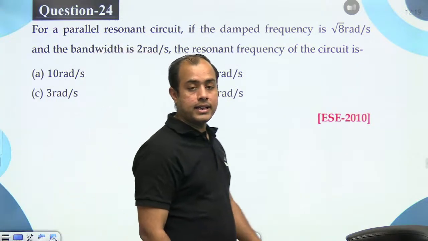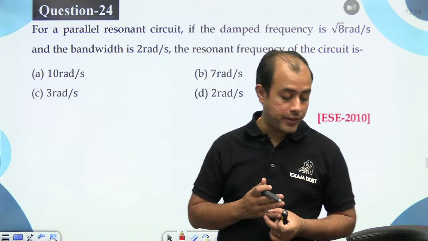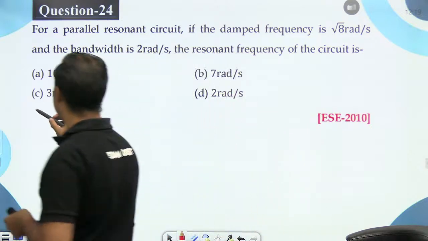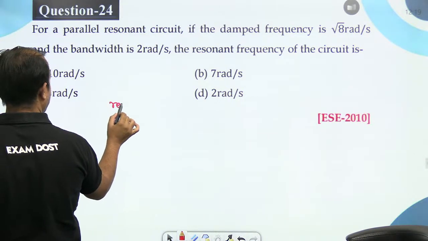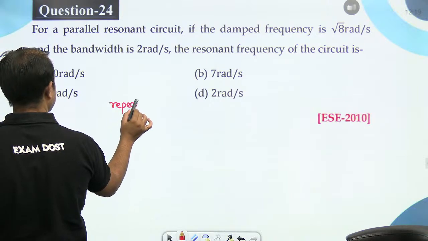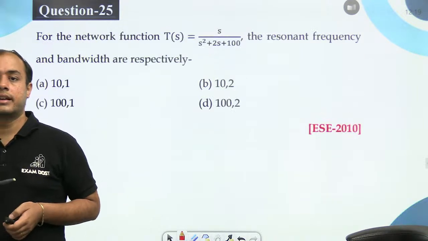For a parallel resonant circuit, if the damped frequency is √8, this is repeat. ये मैं करा चुका, damped frequency और bandwidth वाला question. This is repeat. Correct.